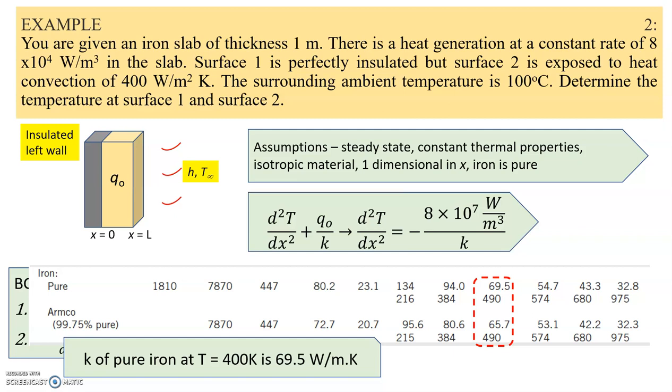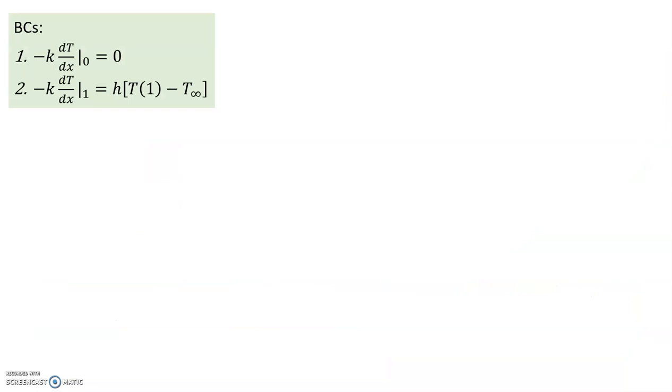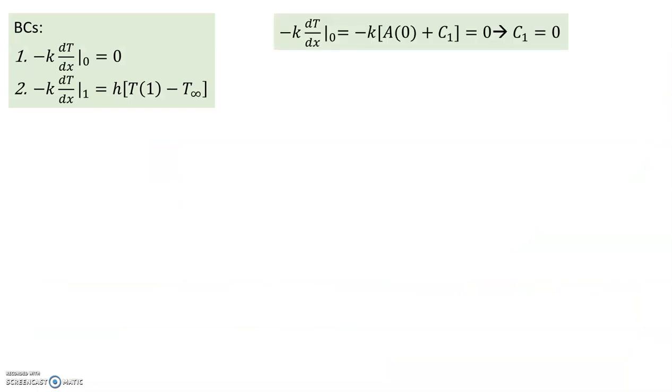Now, someone may ask why at 400K? Well, I thought that is reasonable because the surrounding is at 100 degrees C, which is about 373 Kelvin. And heat is being generated within the wall. So you have here A, the value, but I'm not going to evaluate this quantity yet. Again, you shall see later why. So it's going to reduce accidental mistakes in your calculation. Then you have two boundary conditions. Applying the first one, the insulated wall boundary condition, C1 is found to be 0.